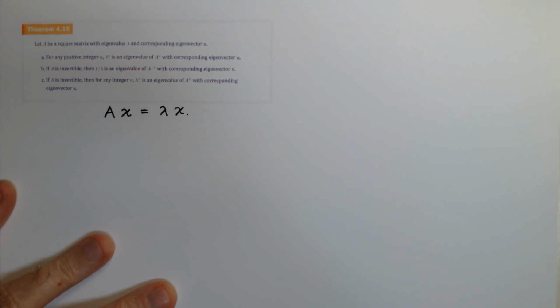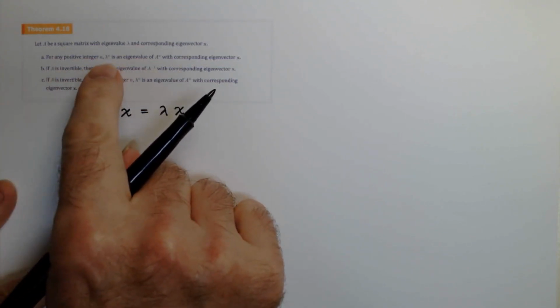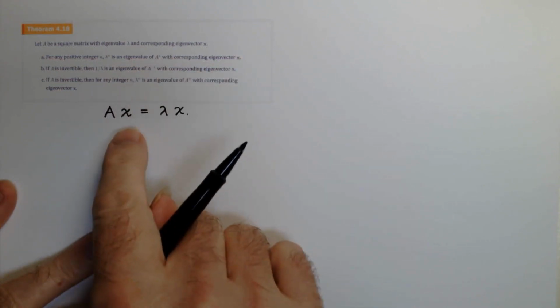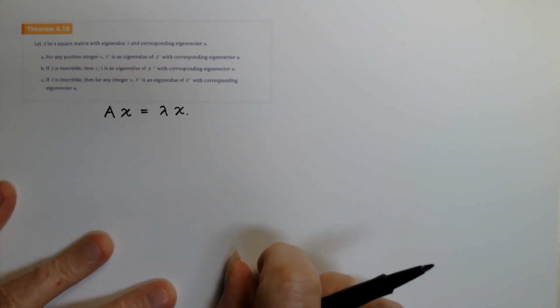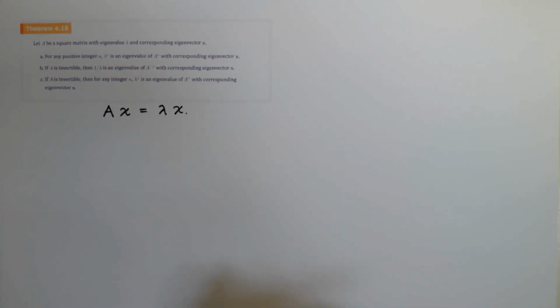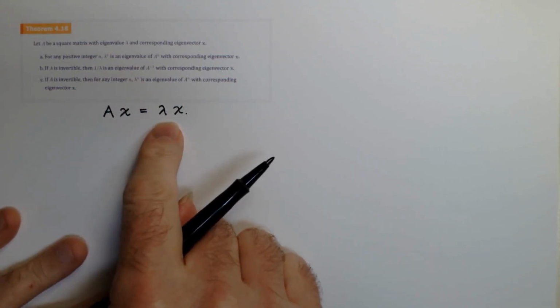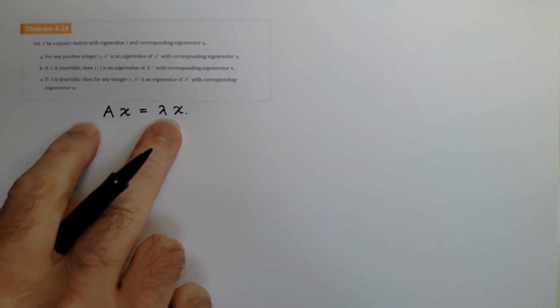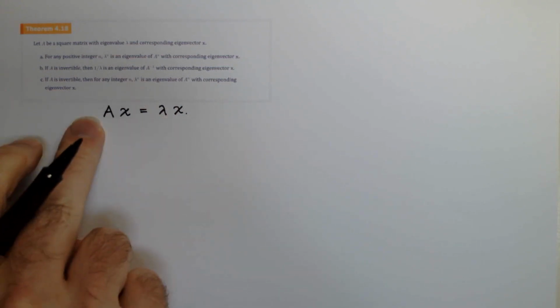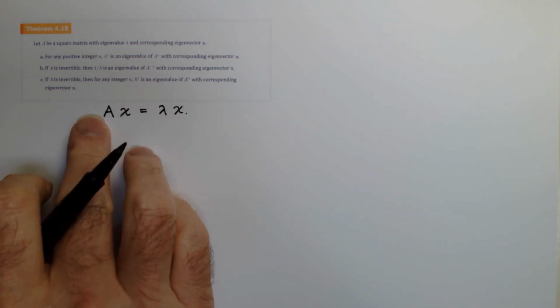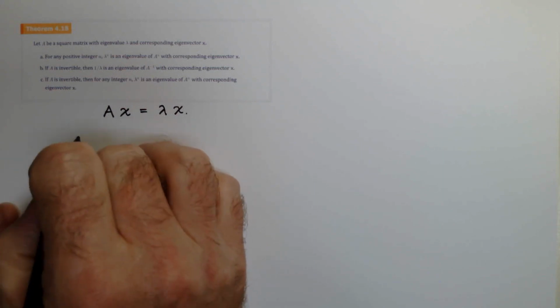Now, what we want to show in part A is that lambda to the power of n is an eigenvalue of A to the power of n for that same eigenvector x. One way to see this is to work up to it by steps. If this relationship is true, then I can apply the matrix A to both the left-hand side and the right-hand side, and obtain another true statement. So I can apply the matrix A here and here. Let's see what we get.